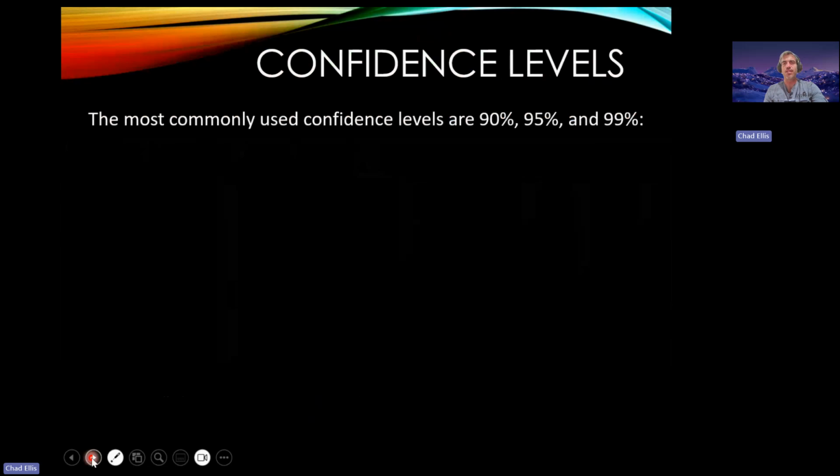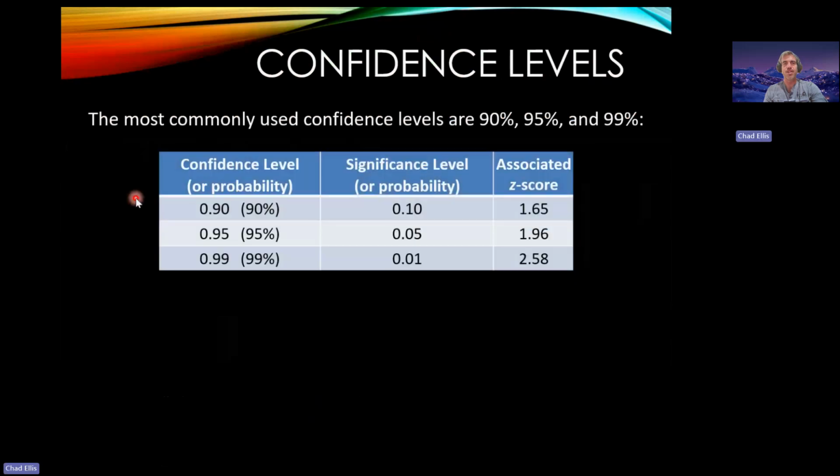So usually the most commonly used confidence levels are 90%, 95%, and 99%. So here they are in a table right here. So there's my confidence level or probability. And then the opposite or the complement of that is our significance level. And then there's our associated Z score. So we already saw for a 90% confidence level, we have a Z score of 1.65. For a confidence level or probability of 95%, it's a higher Z score, and then even a higher Z score for a 99% confidence level.